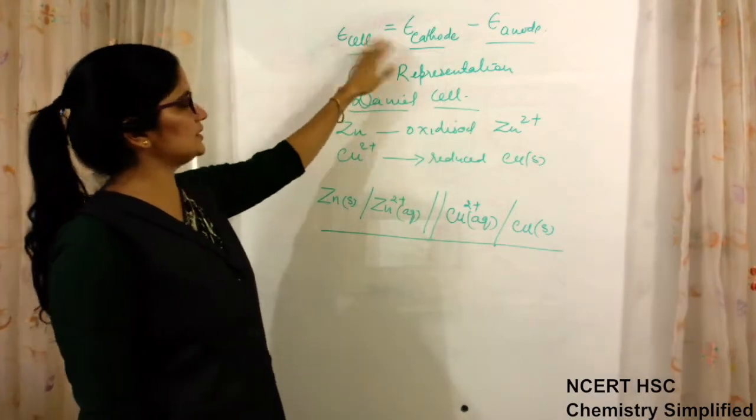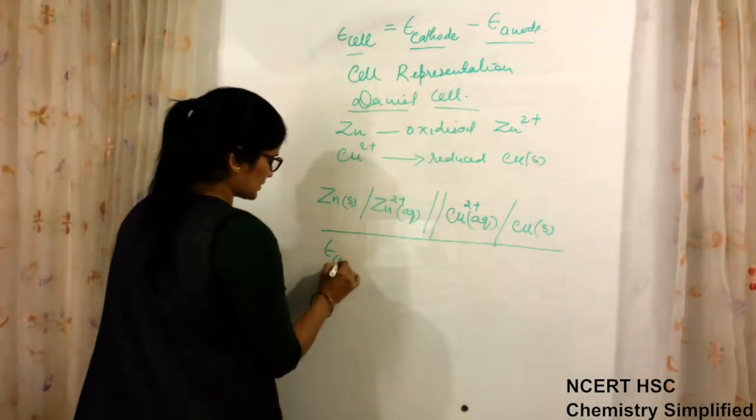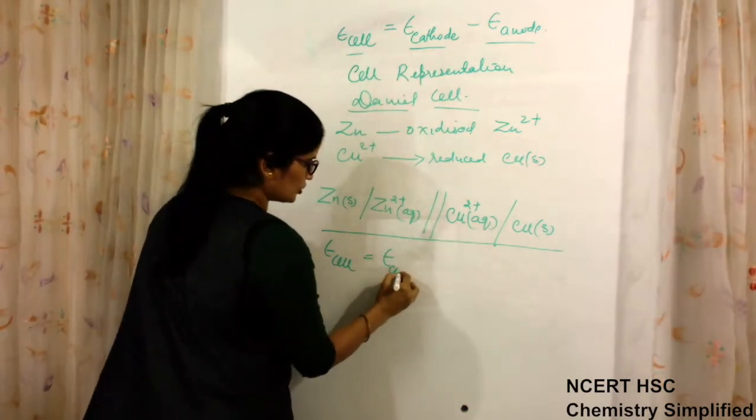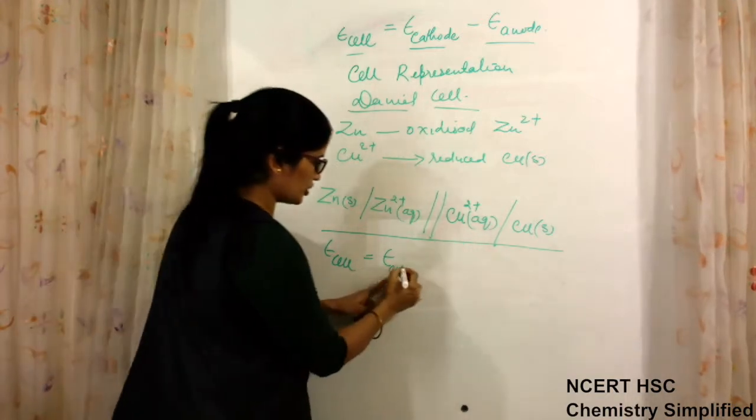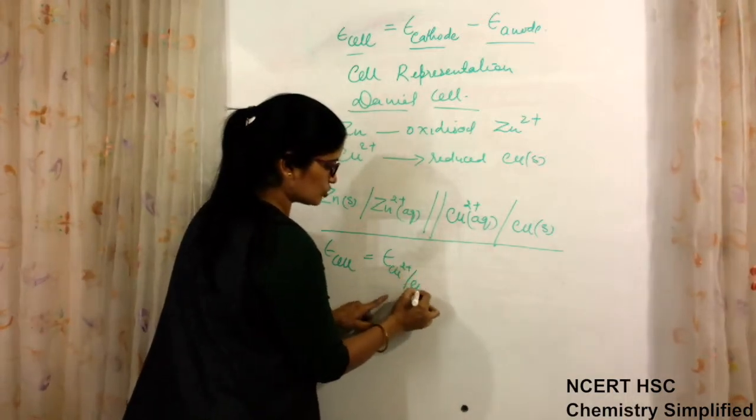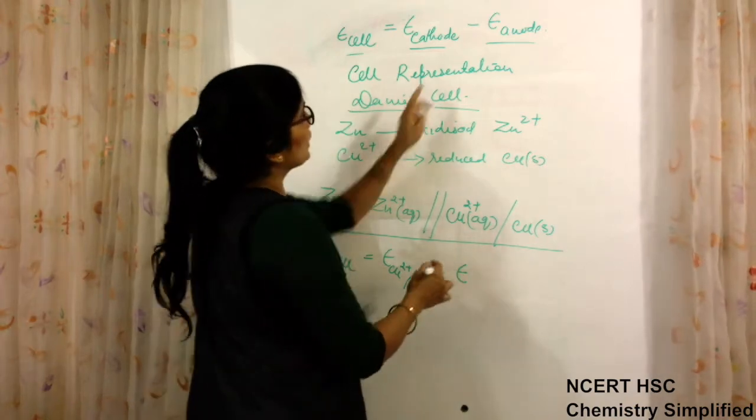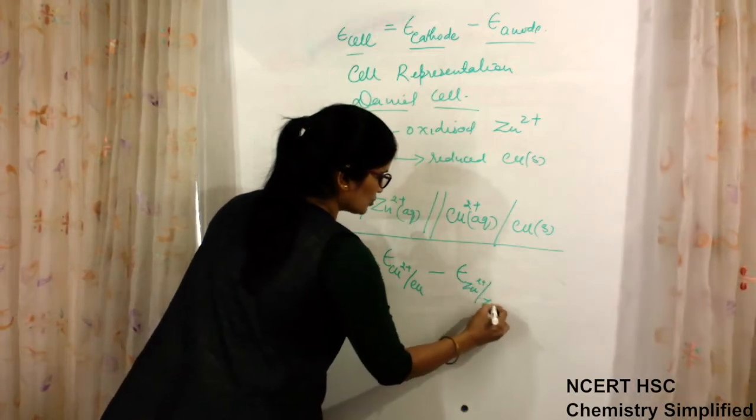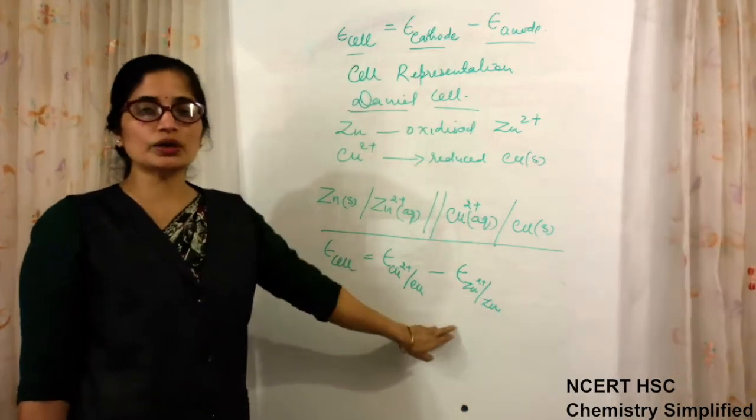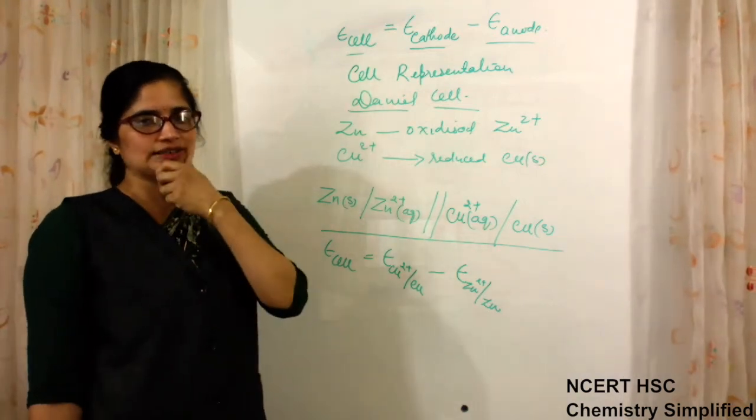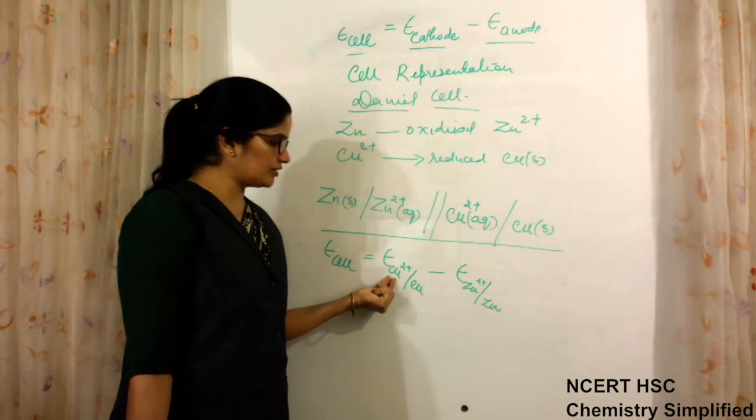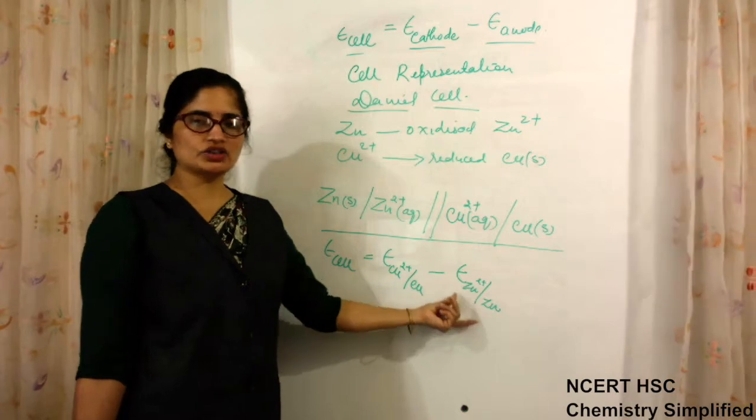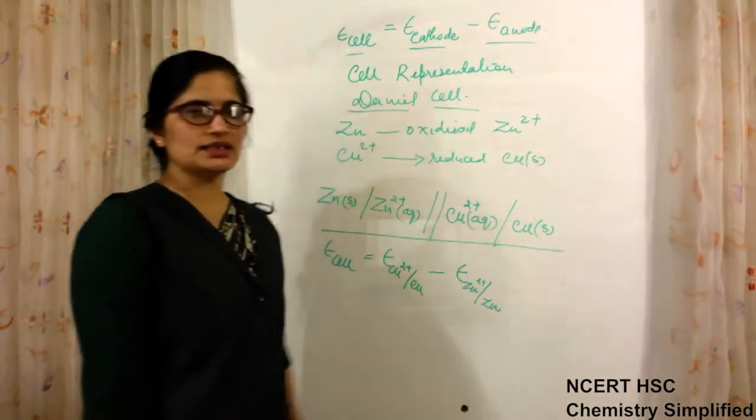And if I have to write the E cell for this, then I will write E cell is equal to E cathode. Cathode here is copper. So Cu2 positive is reduced to Cu, minus E anode. Anode is zinc, so E of Zn2 positive reduced to Zn. Why reduced to? Because we are writing reduction potentials. That is why the values are written for reduction, ions converting to metal. Reduction potential values.